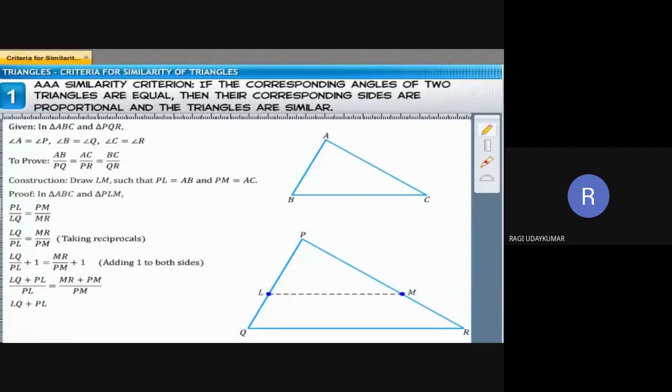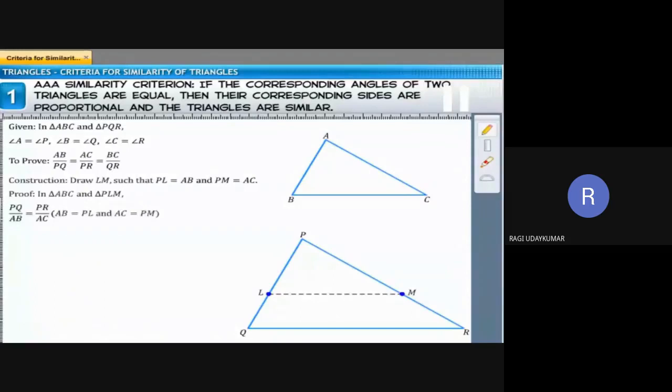Directly also you can consider PQ by PL is equal to PR by PM. But PL is equal to AB. PL and AB are equal, right? So in the place of PL, you have to substitute AB, and in the place of PM, substitute AC. Then we are going to get PQ by AB is equal to PR by AC. PQ by AB is equal to PR by AC.